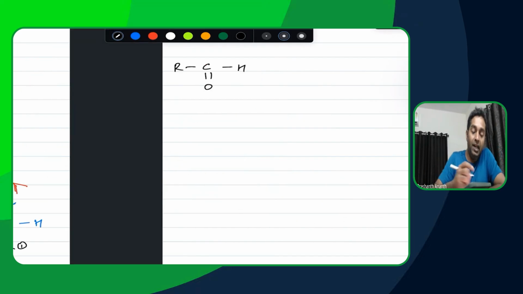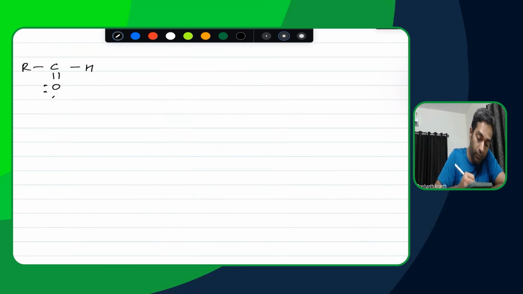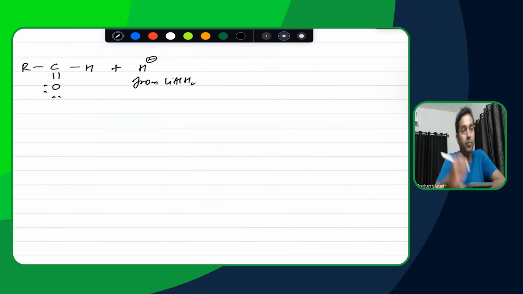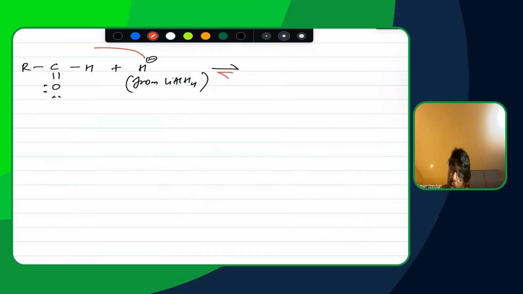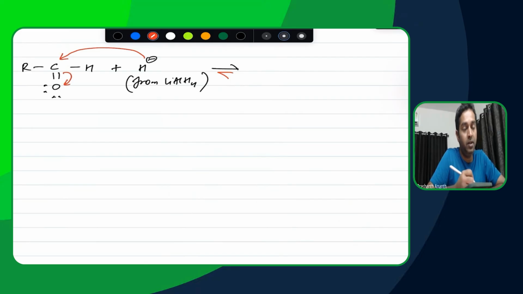Now, we have got the aldehyde in stock right now. This aldehyde can now react with another H minus from LiAlH4, of course. And this particular H minus will now again go and perform yet another nucleophilic addition reaction. Same reaction. From principle it is the same, but different products are going to be obtained.